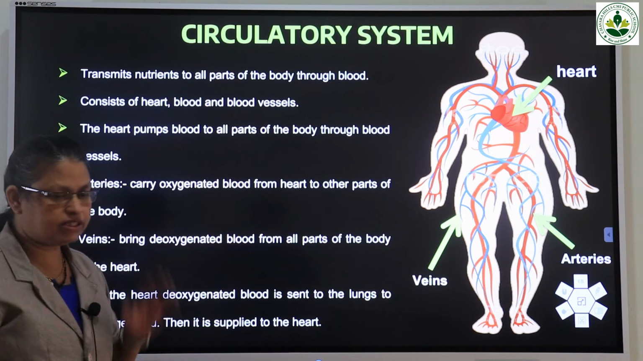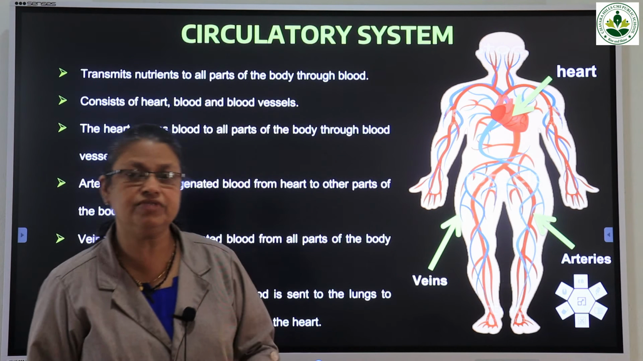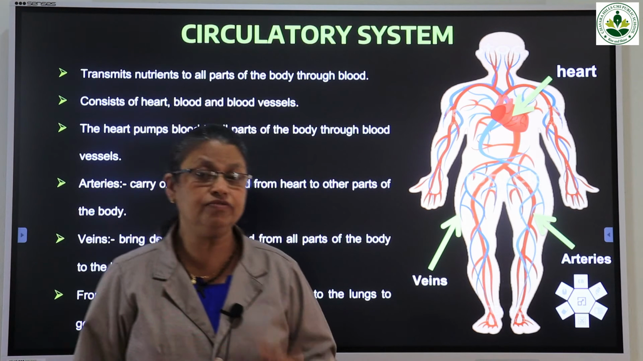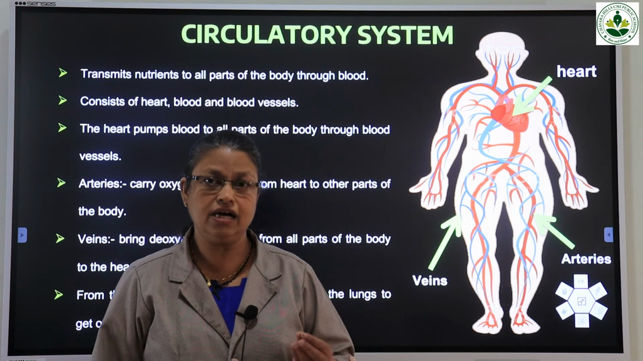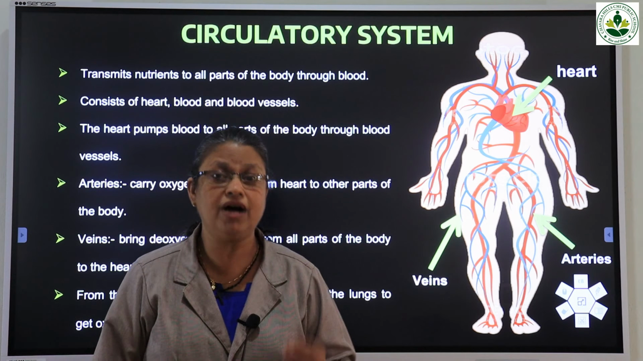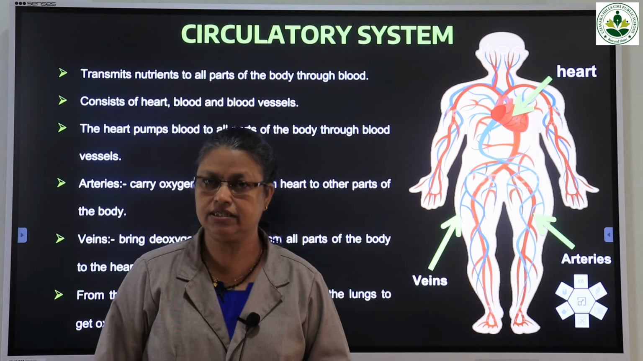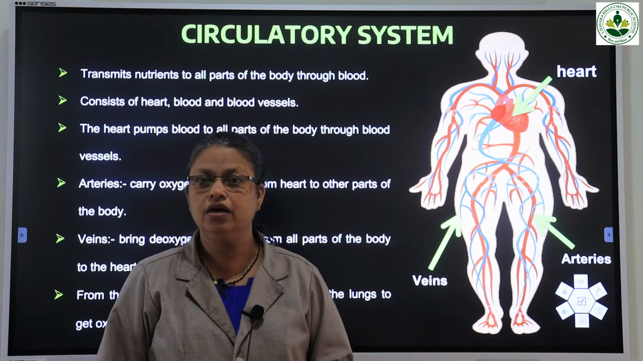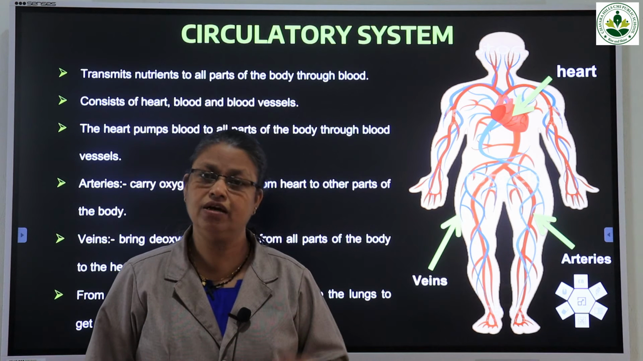So first we see what is the function of the circulatory system. What is the function of the heart that we have studied in class 3? We studied that the heart pumps blood to all parts of the body. So that is the function of the circulatory system. The circulatory system sends blood to all parts of the body.